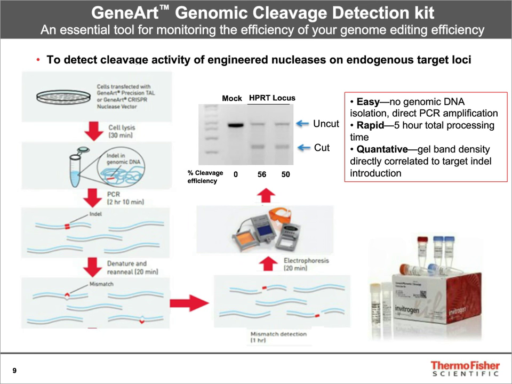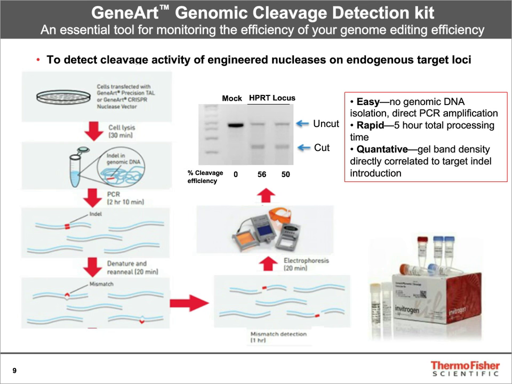In this step, what you would generate is a heteroduplex that would arise by the template containing a particular indel type pairing with another template that has a different indel type, or a template containing a specific indel pairing up with a wild type unedited template. Now these mismatches create a bubble within the amplicons.